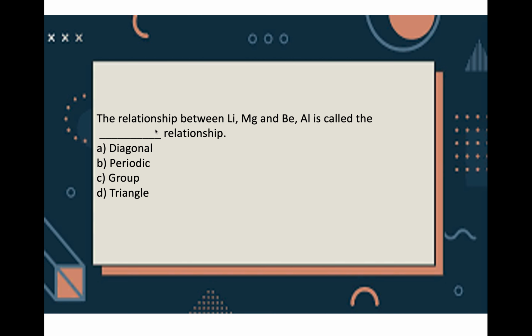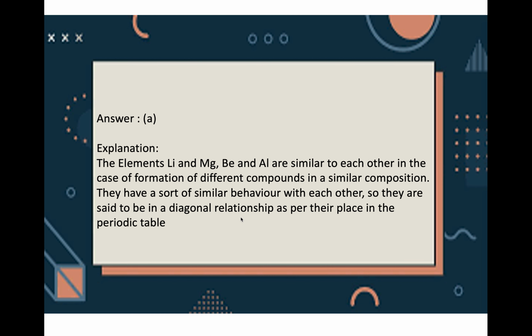Now the next question is: the relationship between lithium, magnesium, beryllium, aluminum is called dash relationship. Is it diagonal, periodic, group or triangle? The correct answer is diagonal. These elements are similar to each other while forming different compounds with similar composition.